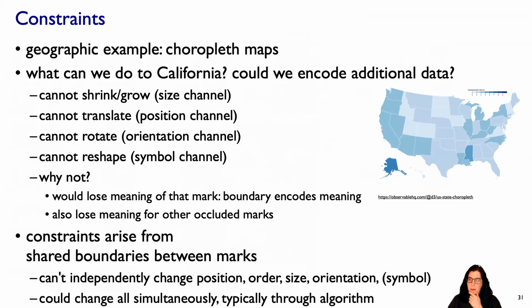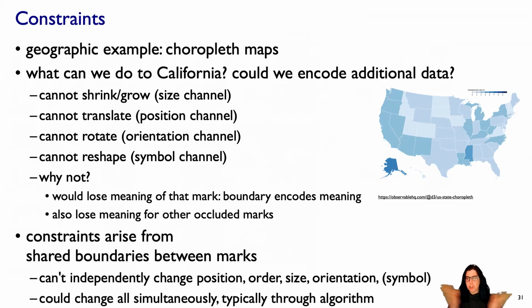So here's a choropleth map of the US. Now, it happens to be showing the unemployment rate for a particular year. If I want to take California, I used to live there, so let's pick on California. If I want to take some additional data set, say not just unemployment rate, but maybe population, what could I do? How could I encode that?